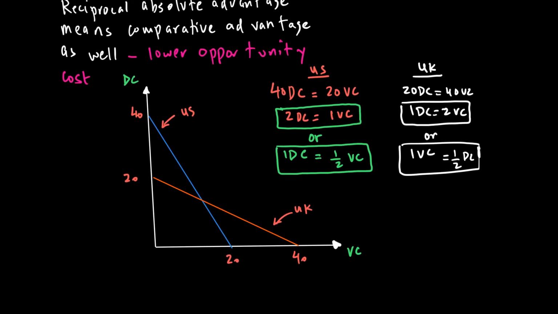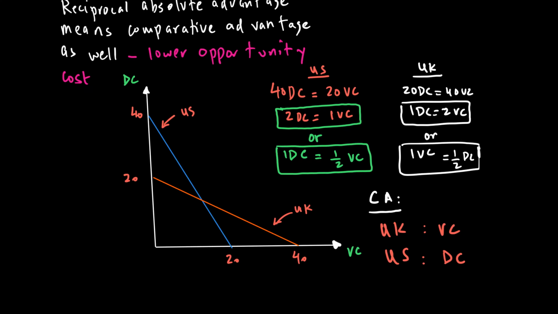Now look at this, guys. When I look at these opportunity costs, when UK makes 1 vacuum cleaner, they only lose half a digital camera. But when US is making 1 vacuum cleaner, they're losing 2 digital cameras. So clearly UK is losing less in terms of vacuum cleaner. Vice versa, when US is making 1 digital camera, they're only losing half a vacuum cleaner. But when UK is making 1 digital camera, they're losing 2 vacuum cleaners. They're losing much more. So the comparative advantage in this case would be, for UK, in vacuum cleaners because they're losing less, while for US it is in digital cameras.